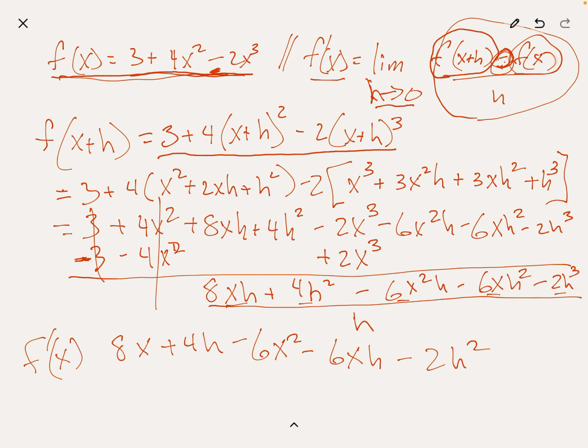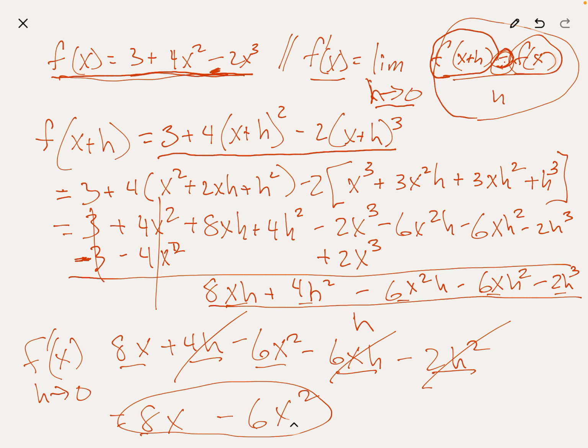Well, look, as h goes to 0, some of these terms don't have an h in them, so they're going to stick around. But some of the terms do have an h in them, and so as h goes to 0, they just drop out. So this is what we're left with, and of course that's the same thing you get with the shortcut that I've showed you.